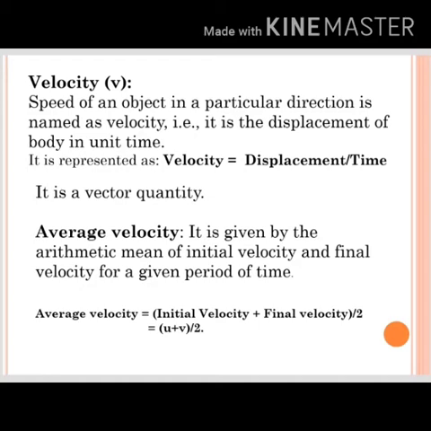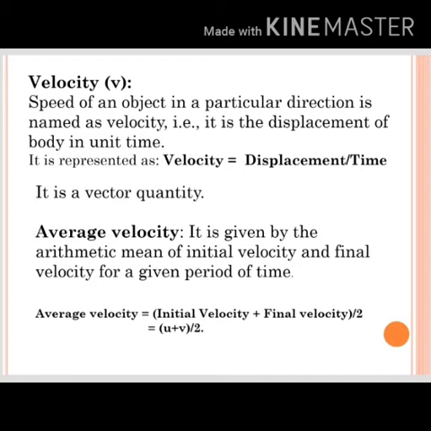Velocity of a body is defined as the displacement produced per unit time. It is also defined as the speed of the body in a given direction. Velocity equals displacement upon time. If small s is the distance traveled by a body in a given direction and small t is the time taken to travel that distance, then the velocity is given by v equals s upon t.